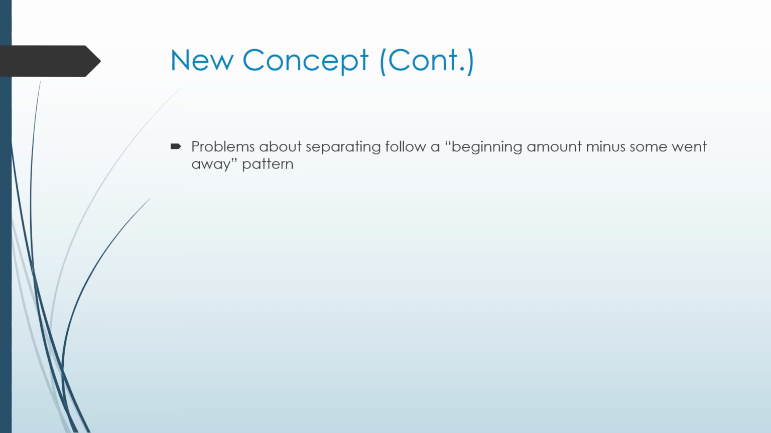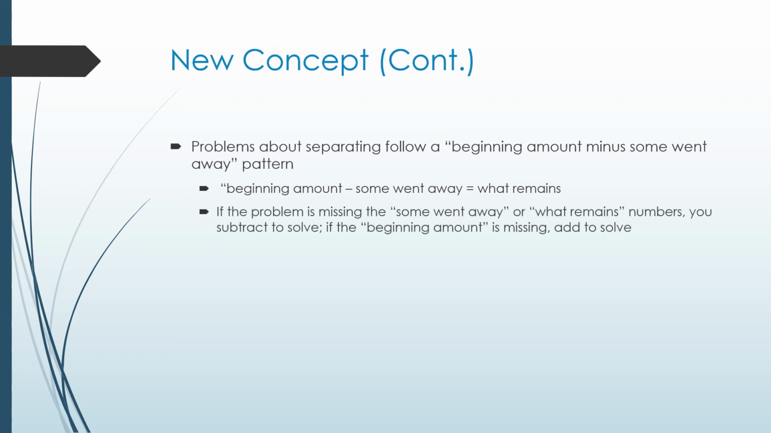Problems about separating are a beginning amount minus some went away pattern. So here's that pattern. You start with some, the beginning amount, you take some away, and then you have what remains, what's left over. So if we're missing either of these numbers, we're going to subtract to find the answer. If we're missing the beginning amount, we have to add to find the answer.